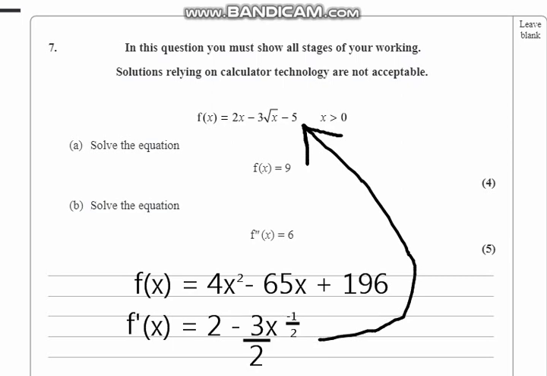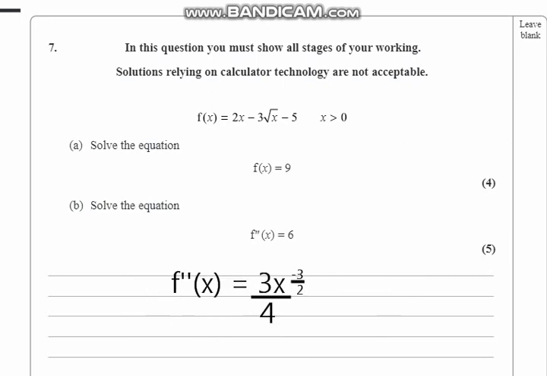Now we'll differentiate it one more time because there are two differentials to do. There you go, that's our second differential, 3 upon 4 x to the power minus 3 upon 2. Now I'll set it equal to 6. To remove the fraction, I'll multiply everything by 4, and to make x the subject, I'll divide everything by 3, and our final product will be 8 equal to x to the power minus 3 upon 2.